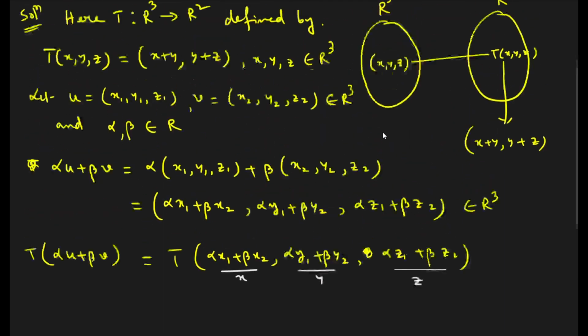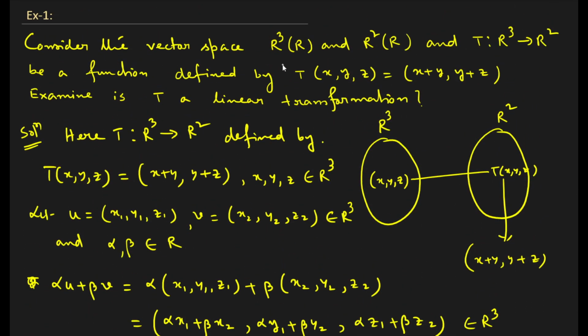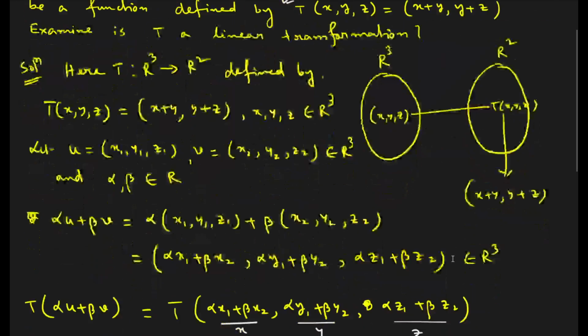Now what is given in the question? You see, this is important. This part, T of x comma y comma z. What will be the right hand side? First x plus y, okay? First x plus y, and the second element is y plus z. That is how we'll express the transformation.